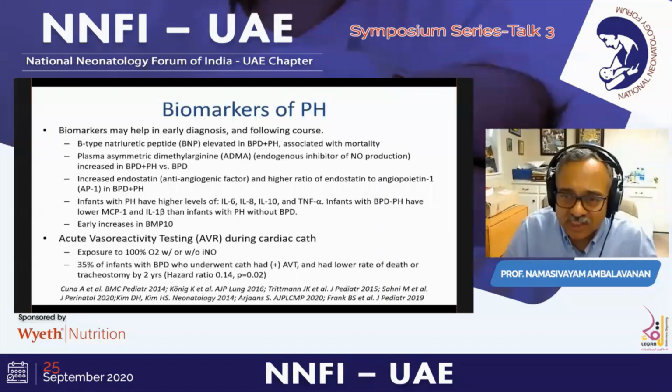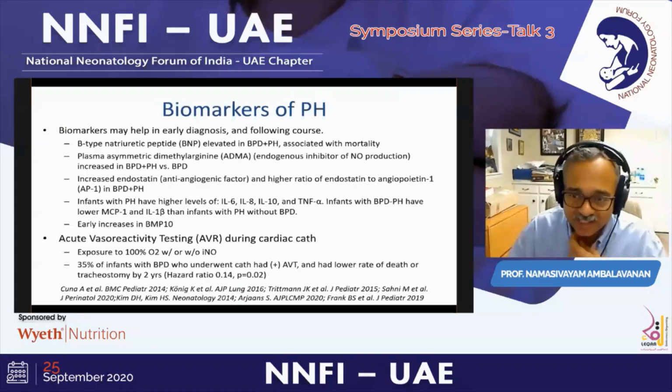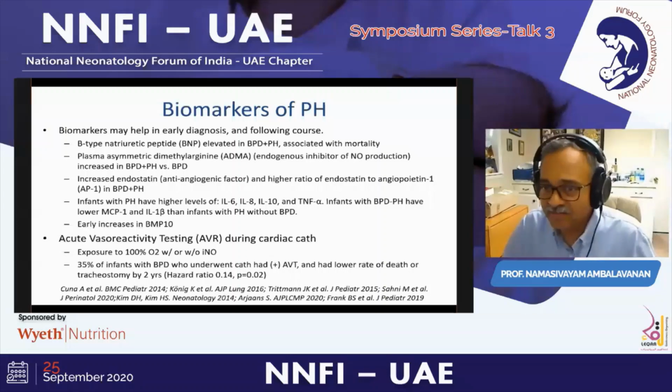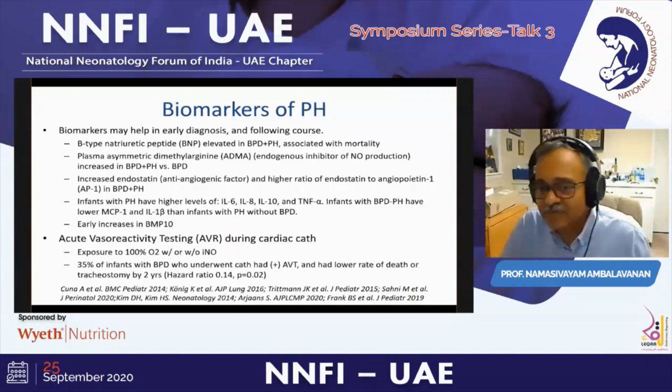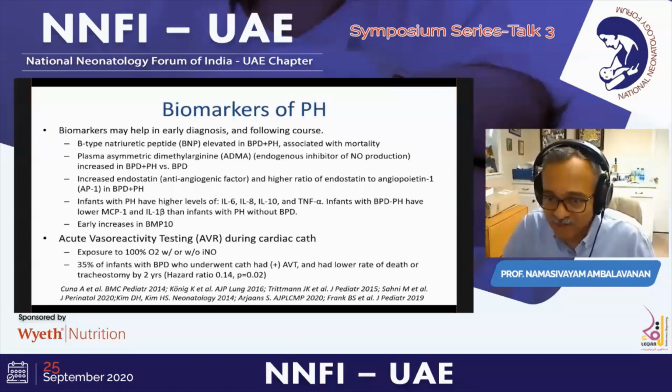There are some research papers which tell us that ADMA, or asymmetric dimethyl arginine, is increased in infants with pulmonary hypertension. There's an increase of rate of endostatin to angiopoietin-1 in these infants too. There are also more pro-inflammatory cytokines such as IL-6, IL-8, IL-10, and so forth, and TNF-alpha. But again, these are not things that we measure routinely. The BNP is one of the things that we can measure routinely.